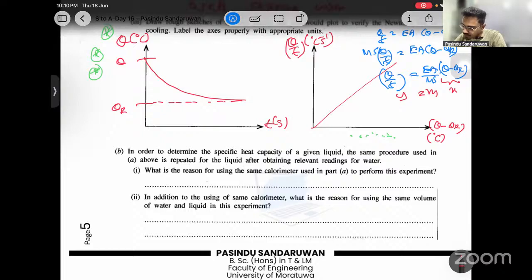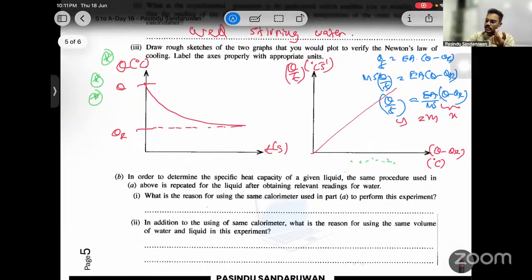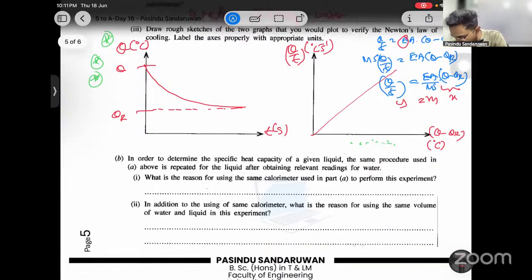First question. What is the reason for using the same calorimeter used in part A to perform the experiment? When the same calorimeter is used, E, the coefficient of emissivity, depends on the nature of the surface. Nature of the surface remains constant, remains unchanged. To keep the nature of the surface of the calorimeter unchanged.